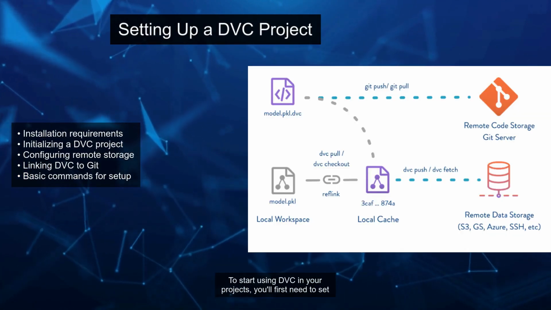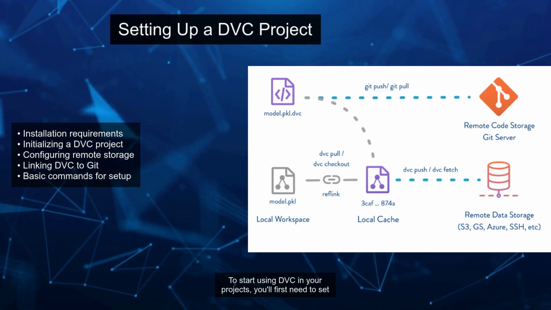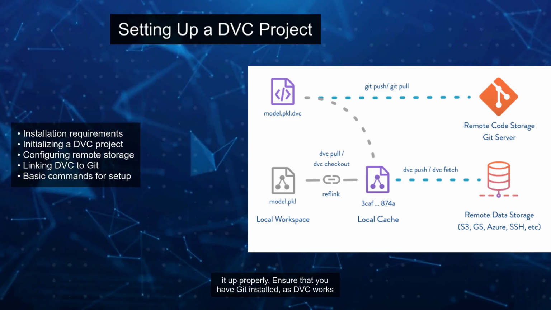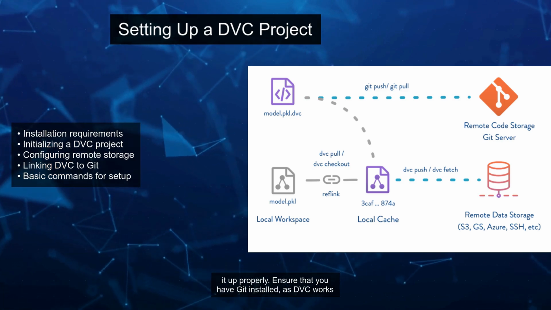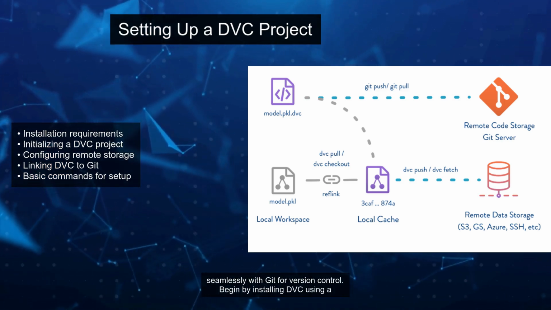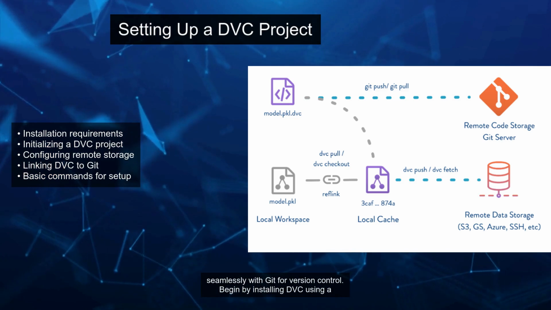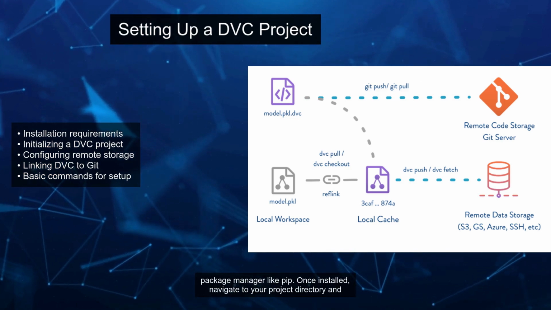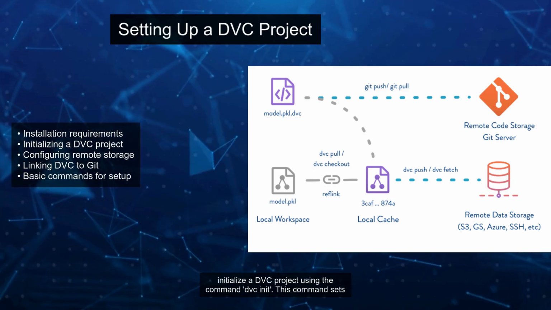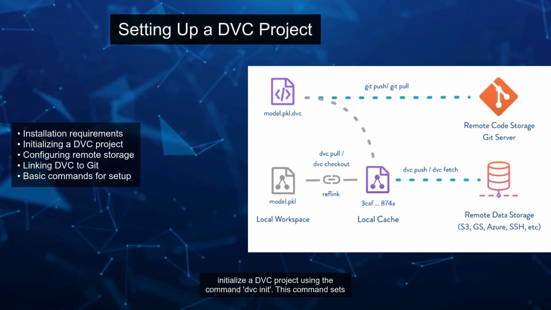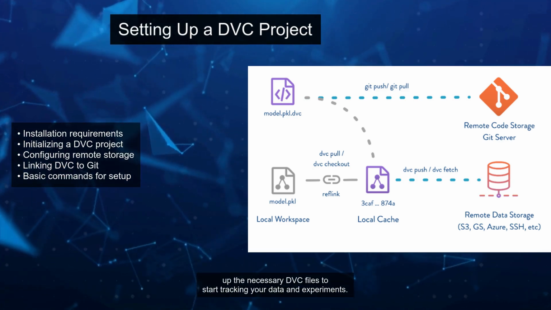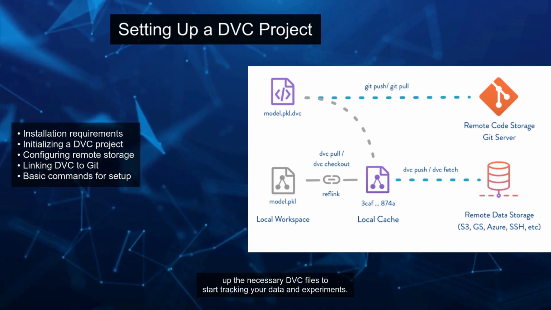To start using DVC in your projects, you'll first need to set it up properly. Ensure that you have Git installed, as DVC works seamlessly with Git for version control. Begin by installing DVC using a package manager like pip. Once installed, navigate to your project directory and initialize a DVC project using the command dvc init. This command sets up the necessary DVC files to start tracking your data and experiments.